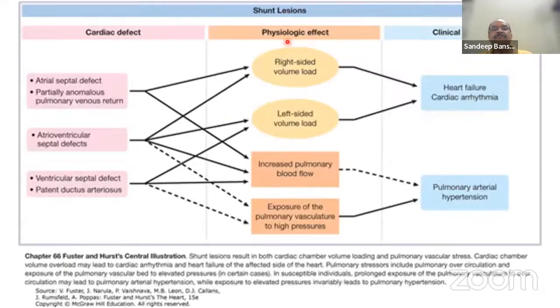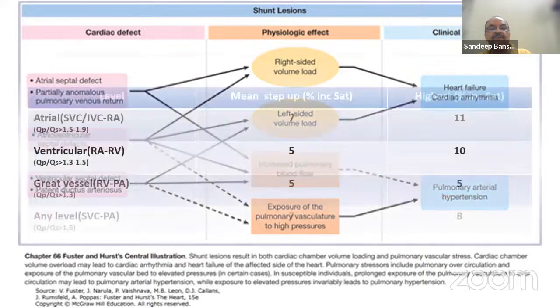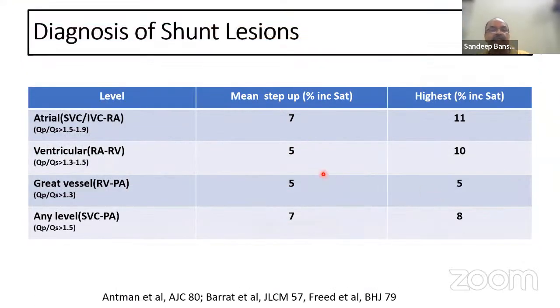So this is how the shunt lesions are. We typically have these cardiac defects, which may be pre-tricuspid, which volume overload the right side. There can be atrioventricular septal defects or ventricular septal defects, or PDA, which cause volume overload of the left side. All these cause markedly increased pulmonary blood flow and exposure of the pulmonary vasculature to higher pressures, which causes pulmonary hypertension. So these are the gross physiological aspects.